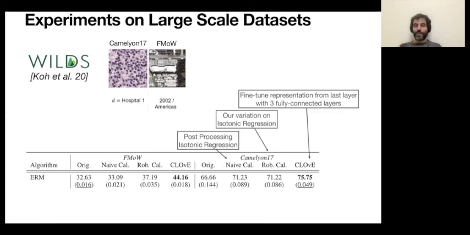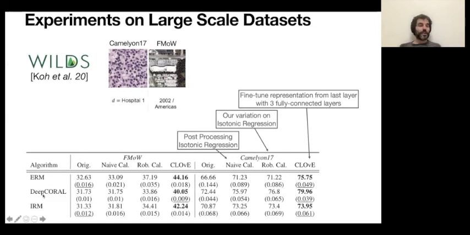And this works even if the original networks were trained with other methods. So we use Deep CORAL, which is a widely used domain adaptation framework, or IRM. And we take whatever they learn from those and then just apply either post-processing for these two or fine-tuning the last few layers using that objective, and performance just jumps. This is much better performance. And we've seen this across most, not all, but most of our tasks, that doing this robust calibration really improves the out-of-domain performance substantially.